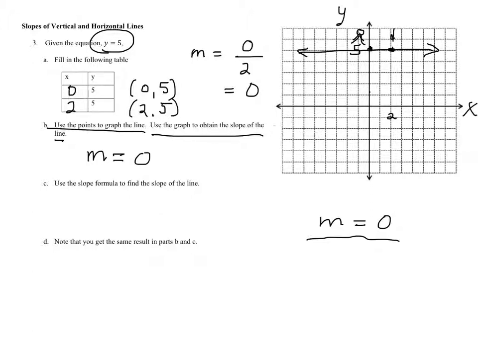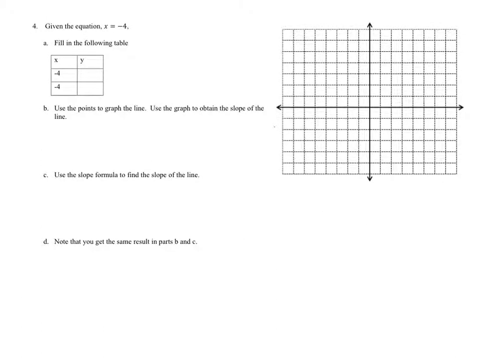Now let's use the slope formula and these 2 points to verify. So m is equal to y2 minus y1, 5 minus 5, over 2 minus 0. So it's 0 over 2, or 0. And note that you get the same result in parts B and C, and we're psyched. Okay, next. Okay, we cannot leave out the other one, which is going to end up being a vertical line.